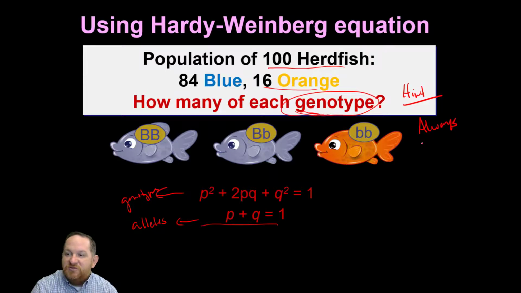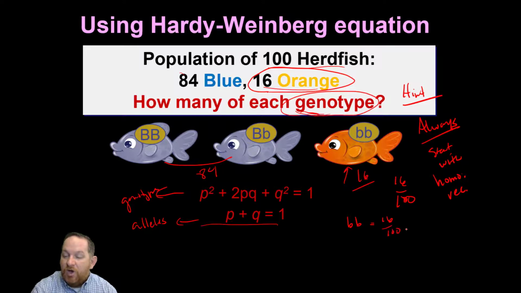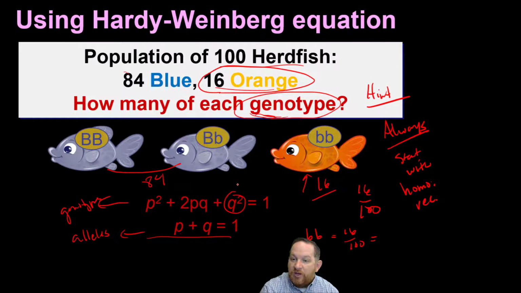Always start, not always, but most of the time, start with homozygous recessive. Because the orange we know are homozygous recessive. The blue, that's 84, that's these two together, right? But we know orange, 16, are all homozygous recessive. So we can start with those. So 16 out of 84, if you do the math, actually, that's not right. There's 100 total, so it's 16 out of 100 is the frequency of this genotype. So we can say little b little b is equal to 16 out of 100, which is actually, if you remember back, q squared is our number of homozygous recessive.